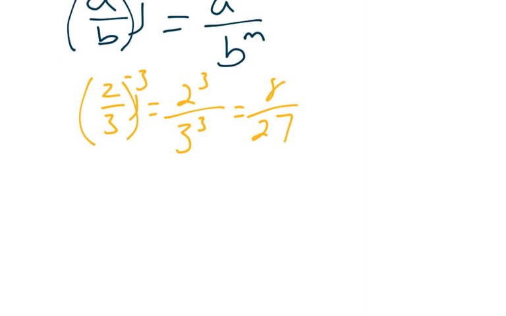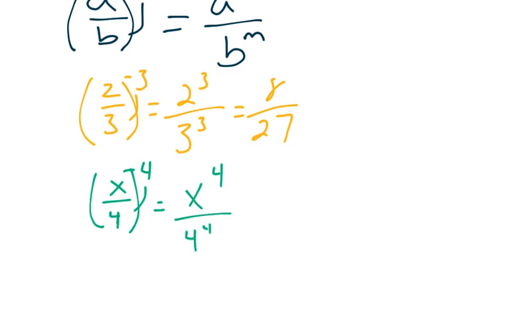If you had variables, let's say x over 4, and we'll raise that to the fourth power. Again, you can distribute that outer exponent, so it becomes x to the fourth over 4 to the fourth. X to the fourth, we don't know what that is because we don't know what x is, so we leave it as x to the fourth. 4 to the fourth, though, you can actually do that one. I believe that would be 256.